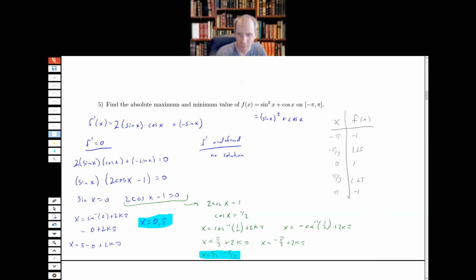Okay. On this list of outputs, 1.25 is the max. Okay, on this list of outputs, -1 is the min. Both of these occur at more than one spot, okay, but the max is the y value. Right? Likewise, the min is the y value. Okay. Any questions on this one?